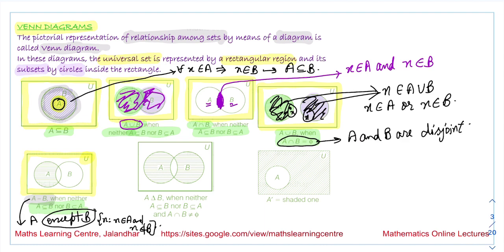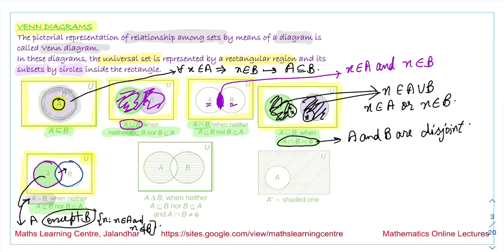This is the set A and this is the set B. From the set A we have removed this portion of B, and we are left with only this much portion of A, and this region represents A minus B. That is, from the complete set A we have removed the portion that was common with B, and what we are left with is A minus B.